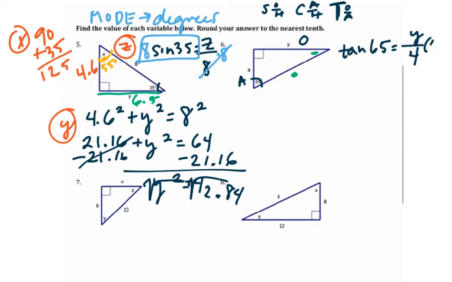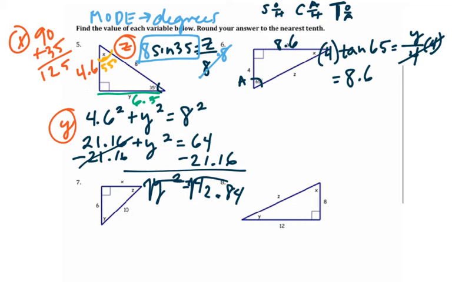To get Y by itself, we multiply, so times 4 and times 4. If the letter is on top, then we multiply to get it by itself. So in the calculator, 4 tan 65 is the number 8.6. So I just found out that Y is the number 8.6.